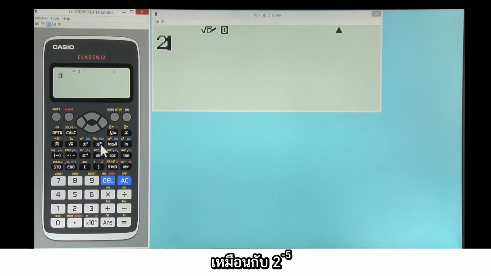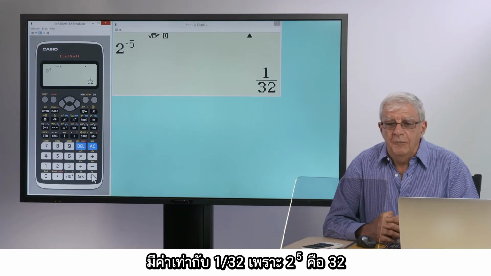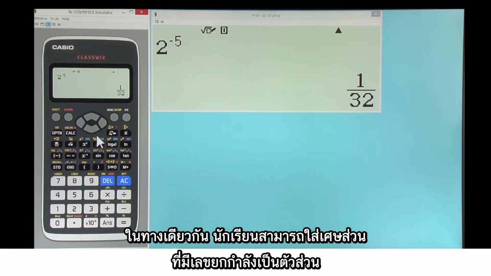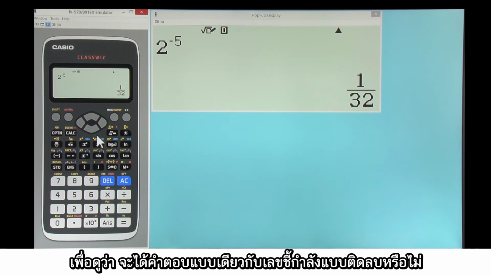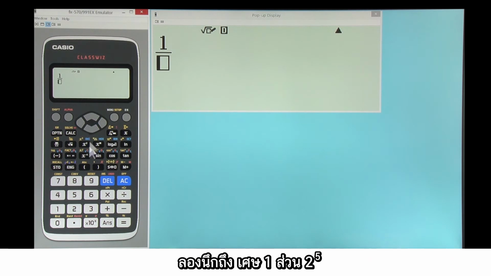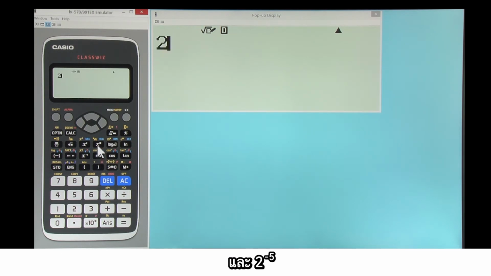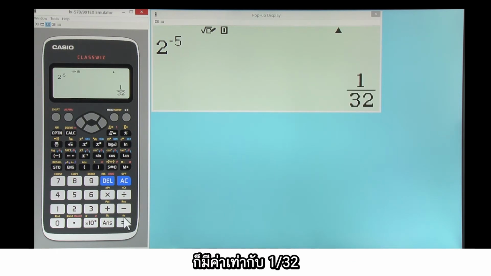And likewise, 2 to the power negative 5 is 1 over 32, because 2 to the power 5 is 32. In a similar way, students can enter fractions with powers in the denominators to see that they give the same value as the associated negative powers. Here's an example. Think of 1 divided by 2 to the power 5 is 1 over 32, and 2 to the power negative 5 is also 1 over 32.